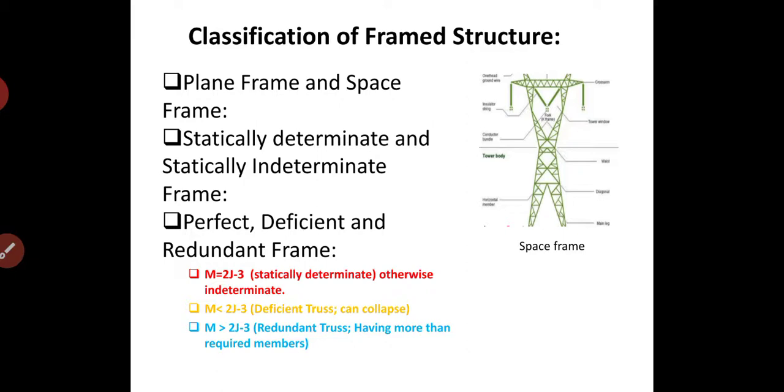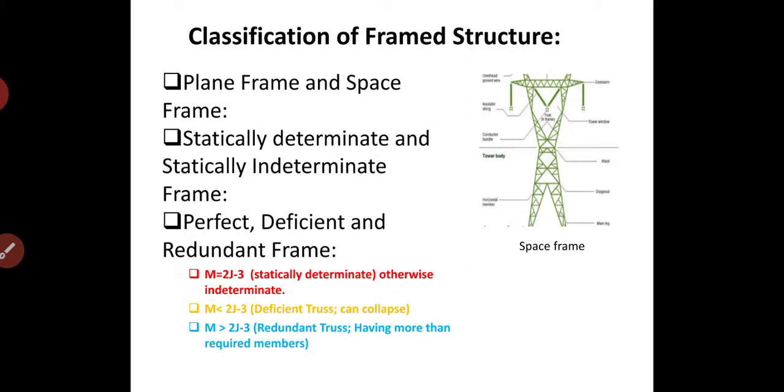Then statically determinate frame and statically indeterminate frame, which I have already explained: if a truss system can be analyzed by using the basic static equilibrium equations, then we call it a statically determinate frame, otherwise statically indeterminate frame. A plane frame, if it is perfect, can be analyzed by using the basic static equilibrium equations.